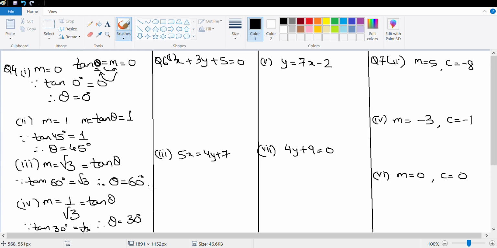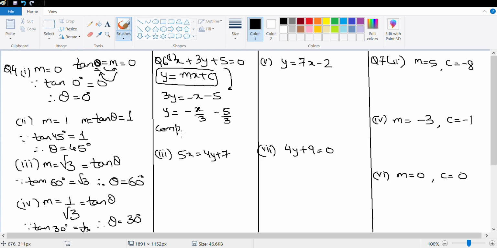Perfect. Let's move to the next question, question number 6, part 1. For each of the equations given below, find the slope and the y-intercept. So we are doing x plus 3y plus 5 is equal to 0. Here I have shared with you the standard equation of a line, y is equal to mx plus c. Let's put this equation in that form. So it will be 3y is equal to negative x minus 5, which means y is equal to negative x upon 3 minus 5 upon 3.